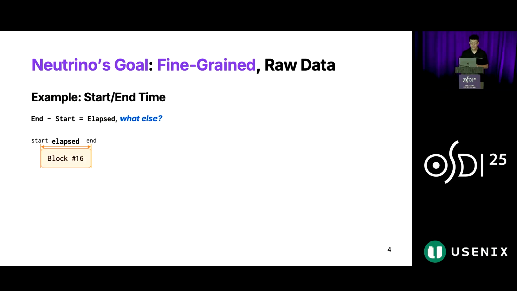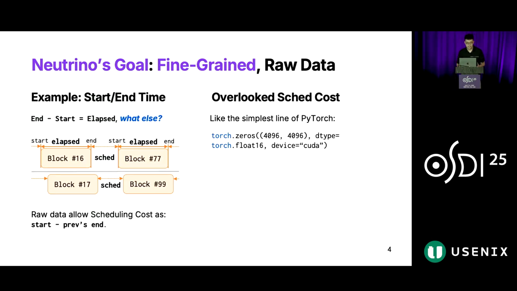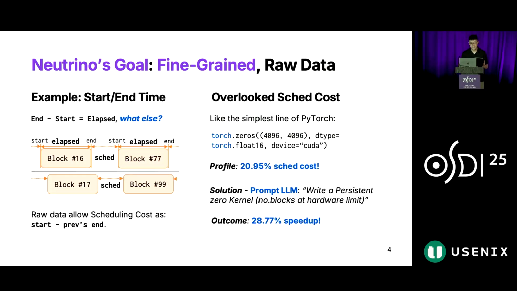What else? If we have the fine-grained data, we can sort the blocks scheduled to the same compute units in order of their start and ending time. And we can do the inverse: start minus the previous end gives us the scheduling cost to dispatch a new block. This scheduling cost is highly overlooked. For example, the simplest line of torch.zeros has 20% scheduling cost. And this insight leads to a very simple solution and amazingly 30% performance improvement. So fine-grained raw data allows new opportunities.